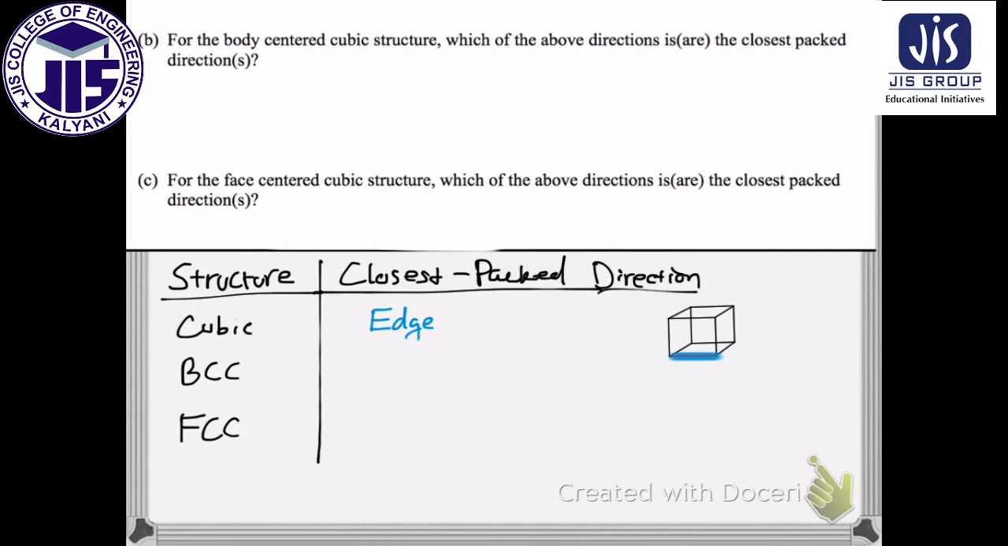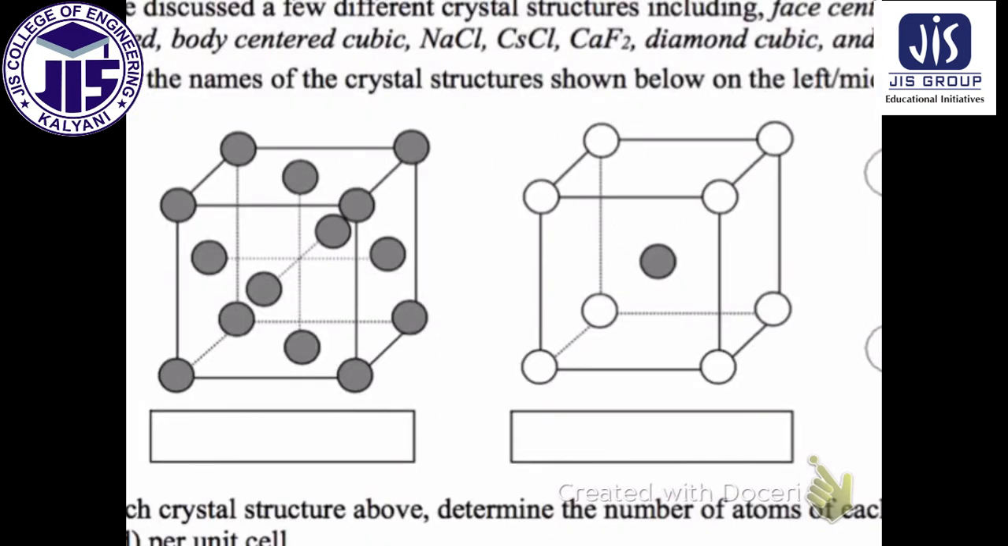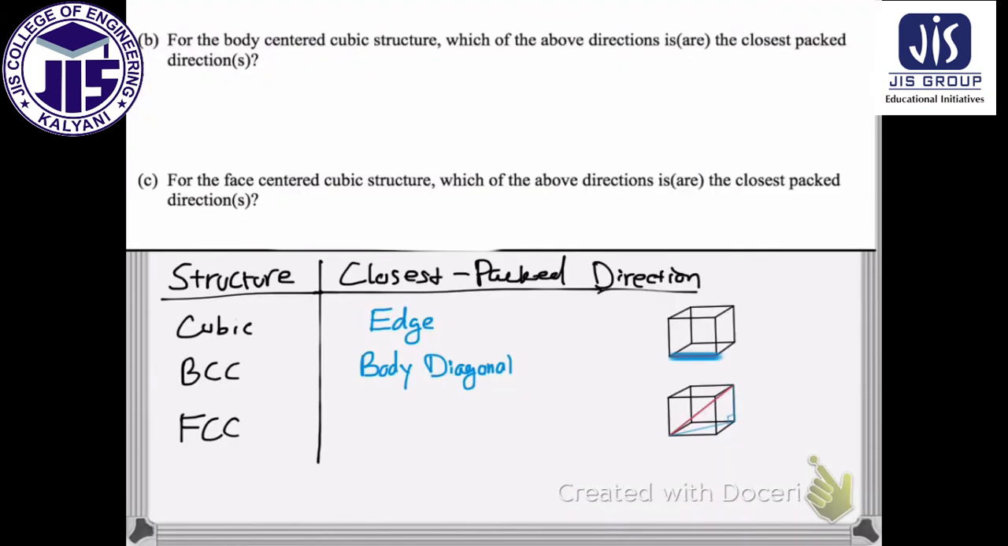So BCC, body-centered cubic, the closest packed direction is along the body diagonal, and that's that red line there, cutting diagonally through the cube. So if you go back here, you'd be going from the bottom left atom through the gray atom and hitting the upper right atom in the back. That would be your body diagonal.